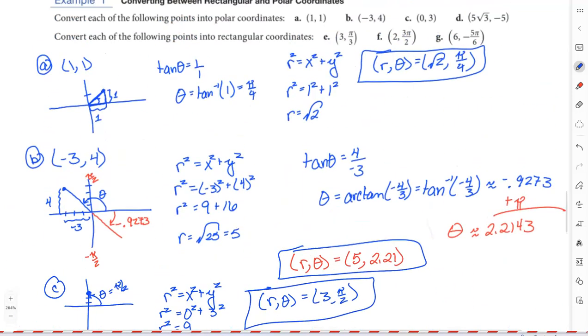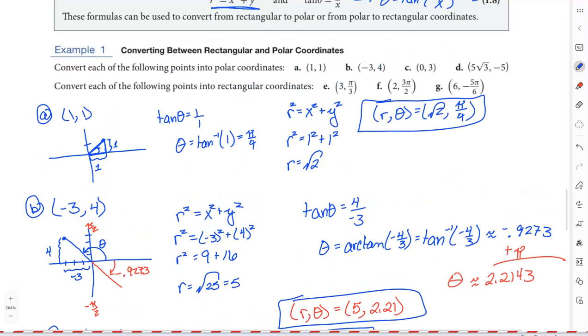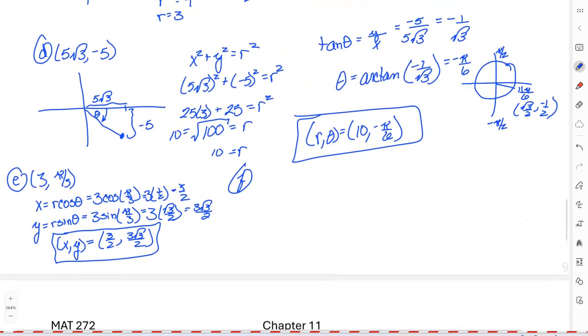F is asking us to find the ordered pair for 2 comma 3 pi over 2. So we're just going to do the same thing. x equals r cosine of theta and y equals r sine of theta. So x equals r cosine of theta equals 2 times cosine of 3 pi over 2. The cosine of 3 pi over 2 is 0, so that's equal to 2.